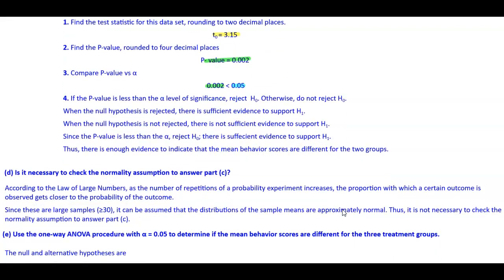Next, part D asks: is it necessary to check the normality assumption to answer part C? Well, according to the law of large numbers, as the number of repetitions of a probability experiment increases, the probability with which a certain outcome is observed gets closer to the probability of the outcome. Since these are large samples, meaning greater than or equal to 30, it can be assumed that the distributions of the sample means are approximately normal. Thus, it is not necessary to check the normality assumption to answer part C.